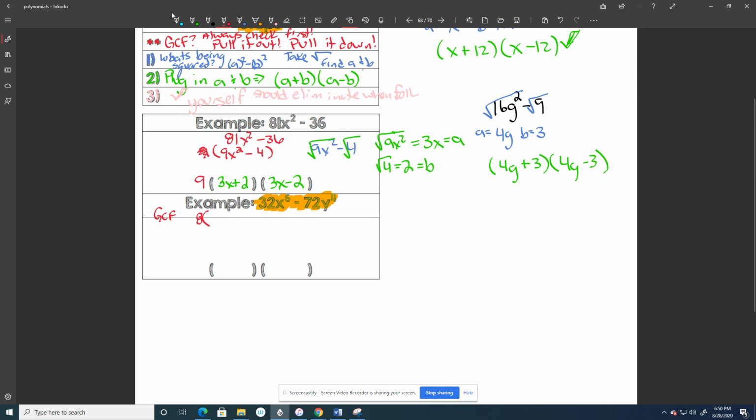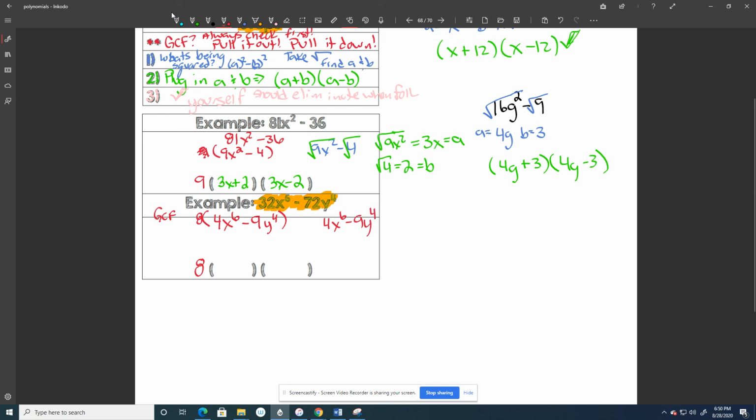So if I factor that out, 32 divided by 8 is 4. And I still have x to the 6th. And I still have a minus. 72 divided by 8 is 9. And I still have a y to the 4th. So my greatest common factor, I'm going to go ahead and drop it down here to the bottom. And I'm just going to ignore it for a minute. I'm going to forget it's there. And I'm going to focus on what I have left. 4x to the 6th minus 9y to the 4th.